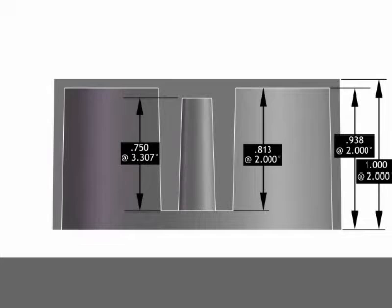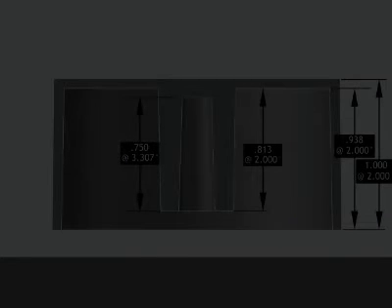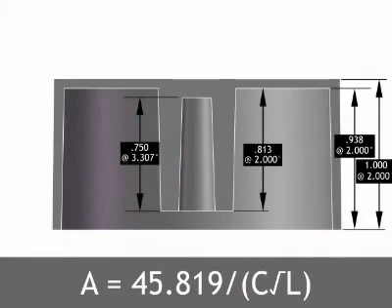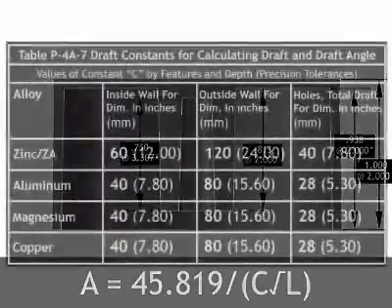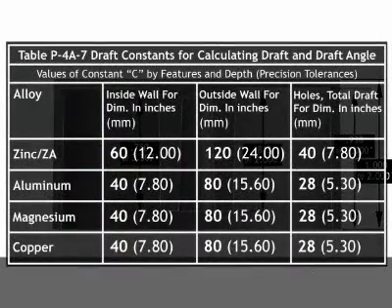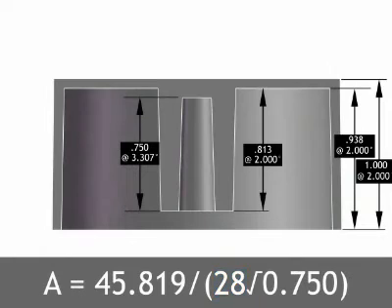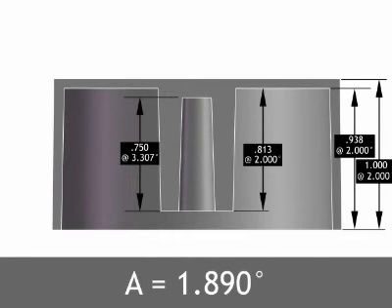The precision draft formula is A equals 45.819 divided by C times the square root of L. Using the chart for precision draft, aluminum alloy, and holes, the constant C of 28 is selected. The hole is 0.750 inches deep, so L equals 0.750. The draft angle A equals 1.890 degrees.